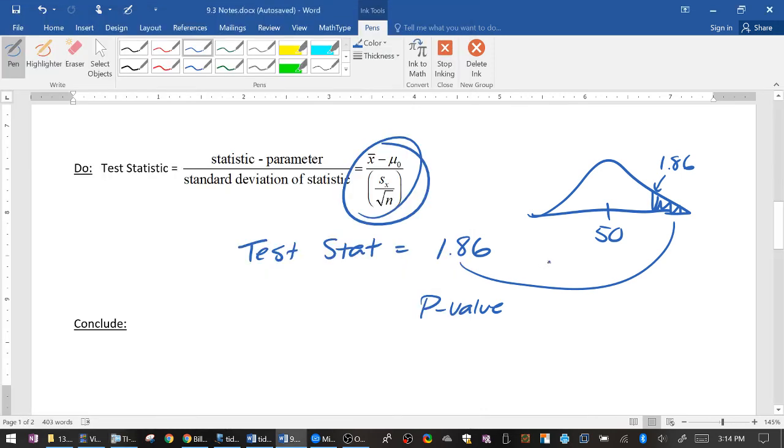So I just wanted to show you guys what happens if you get a positive test statistic versus a negative test statistic. Okay? All right.